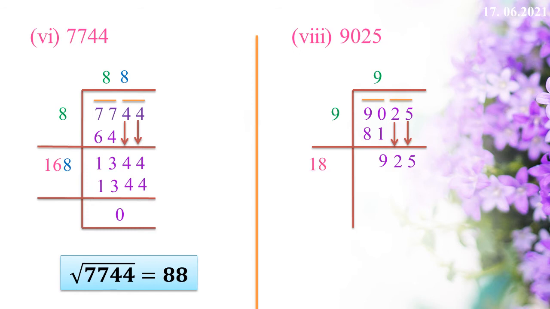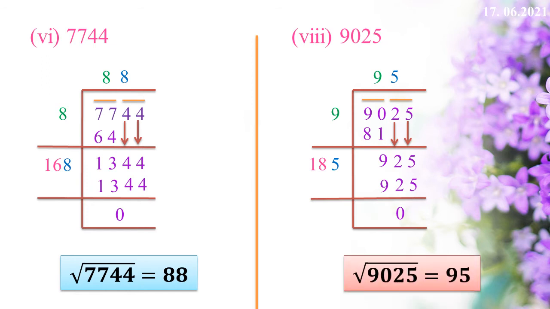Now, obtain the new divisor by taking 2 times the quotient. On doubling the quotient 9, we will get 18 and annexing with it a suitable digit. Here the suitable digit is 5, which is also taken as the next digit of the quotient. Now multiply 5 and 185. We will get 925. Now subtract 925 from 925. We will get 0 as the remainder. So the square root of 9025 is 95.